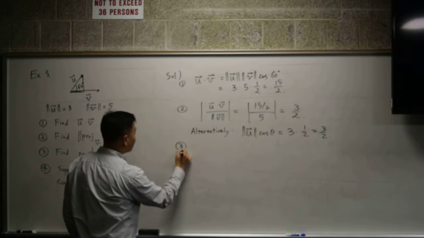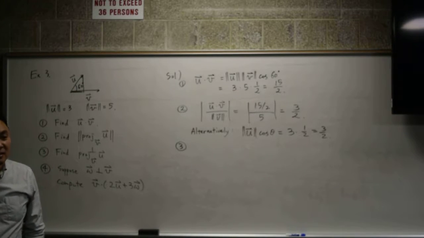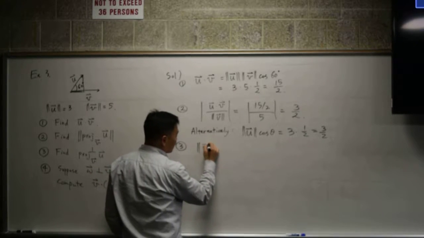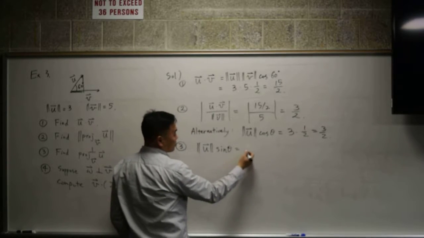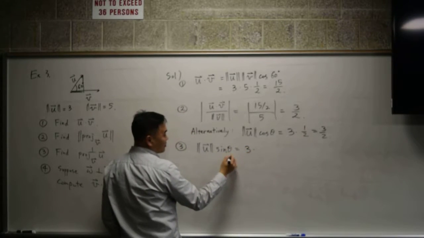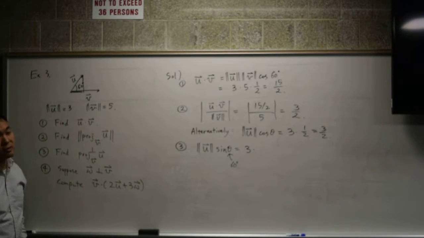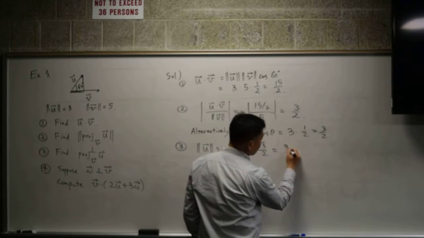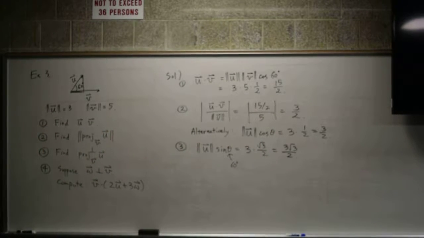Number 3. How would you find this length then? Sine theta. It will be sine theta, right? So you can just say it's 3 times sine theta, and this theta is 60 degrees. What's sine 60 degrees? Square root of 3 over 2. Yes. So you can get the answer without having to use the formula.